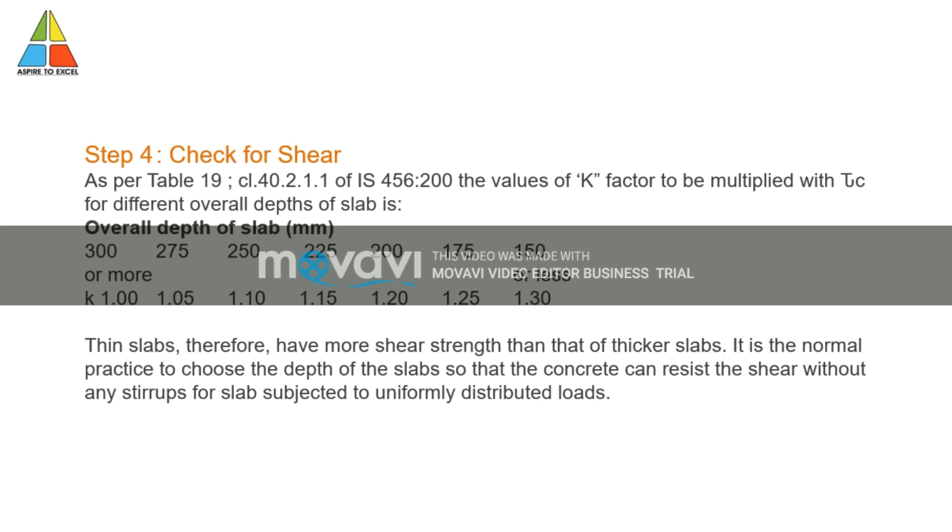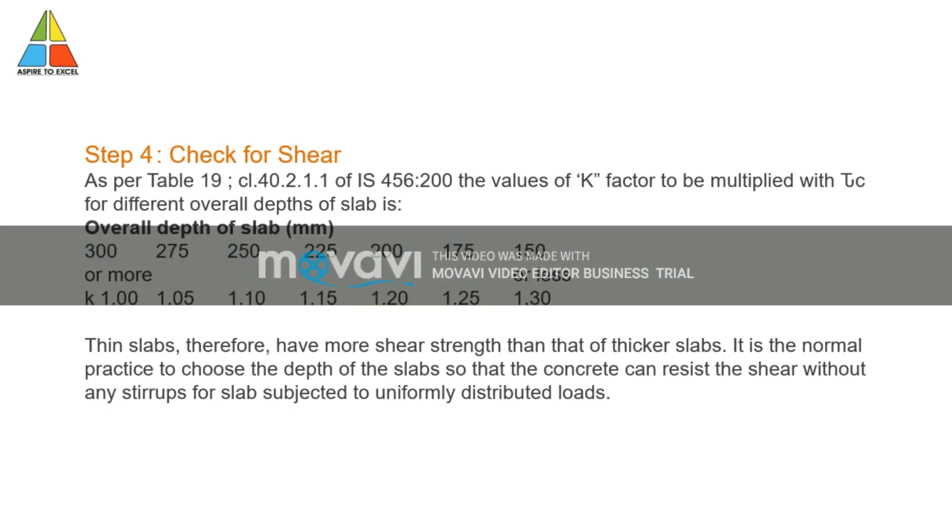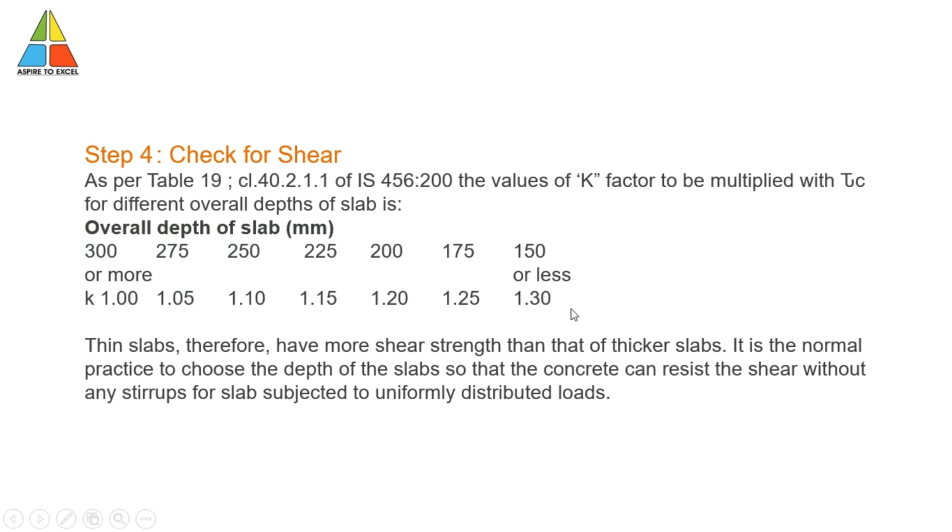So as per Table 19, clause 40.2 in IS 456, the value of the K factor that we need to multiply with tau c is given here. As the depth of the slab increases, you will see that the K value, that is the multiplicative factor, is reducing. So in our case, what is the value? In our case, the overall depth is 120 millimeter, so it is less than 150. So what K factor can we use? We can use K factor as 1.3.